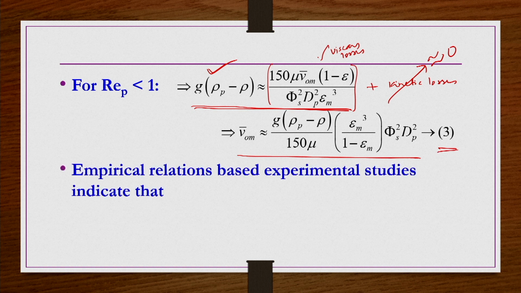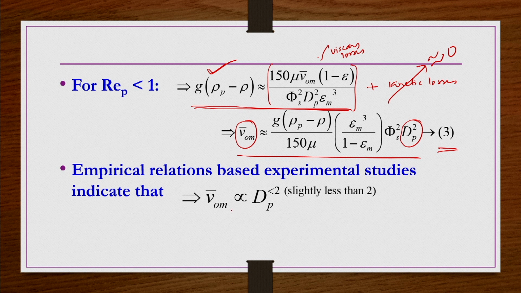Empirical relations based on experimental studies indicated that this V_om bar is proportional to d_p squared. Theoretically, the minimum fluidization velocity is proportional to d_p squared, but experimentally it is found that it is proportional to d_p to the power of slightly less than 2, not exactly 2. That is, some deviations from the experiments are in general possible.